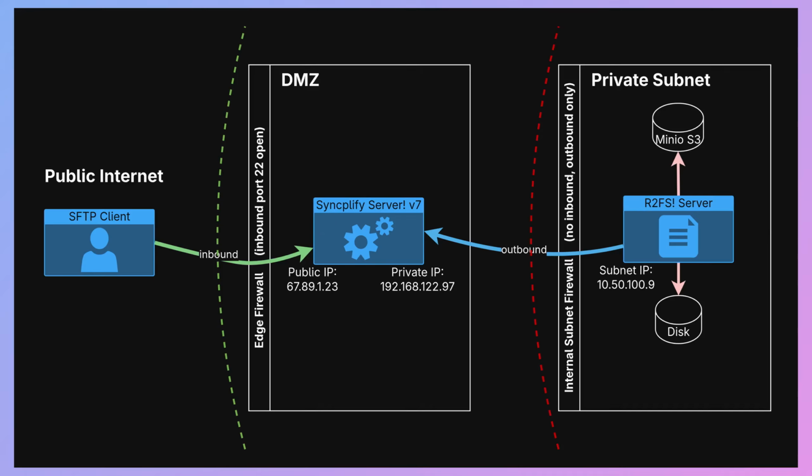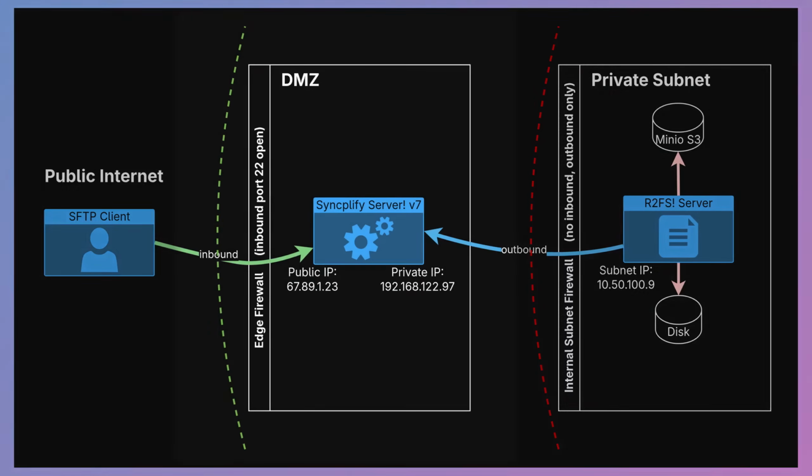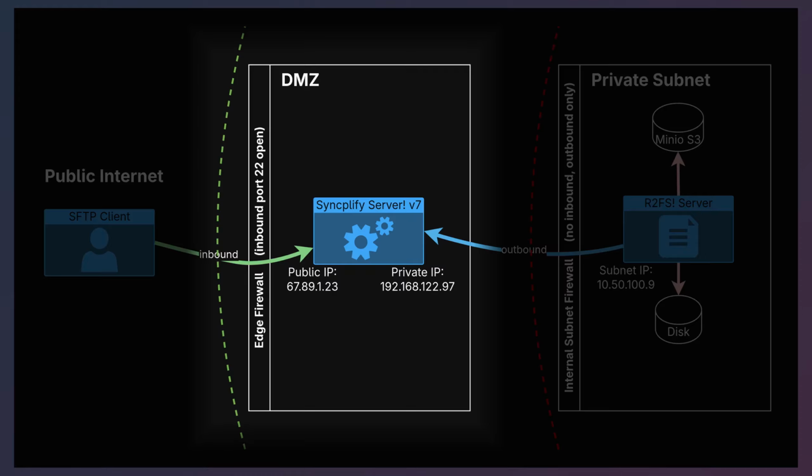Let's see how this works in practice. First of all, you'll need a Syncplify R2FS and a Syncplify Server version 7, both installed and licensed. R2FS is the storage server, so it's installed in your private subnet with no inbound traffic allowed from any other network. Syncplify Server is installed in your DMZ and it's accessible from the internet on port 22 for SFTP.